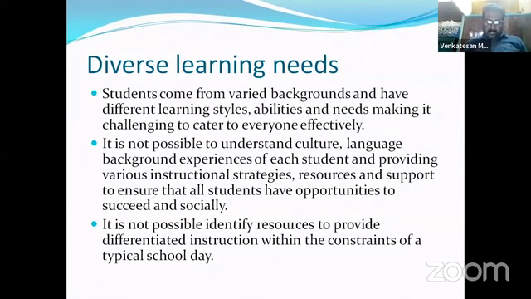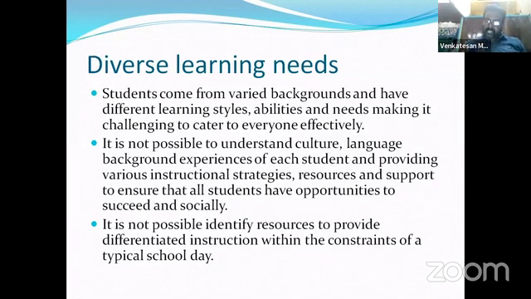So if you look at my last point, it is not possible to identify resources to provide differentiated instruction within the constraints of a typical school day. So here, differentiated instruction. I have my lesson plan, and in it I have strategies for each type of learner. Some of them are visual learners, some are audio, kinesthetic learners. I have prepared my lesson plan, but if I try to implement it, I will find it difficult. What are the difficulties as a teacher we face in a school day?